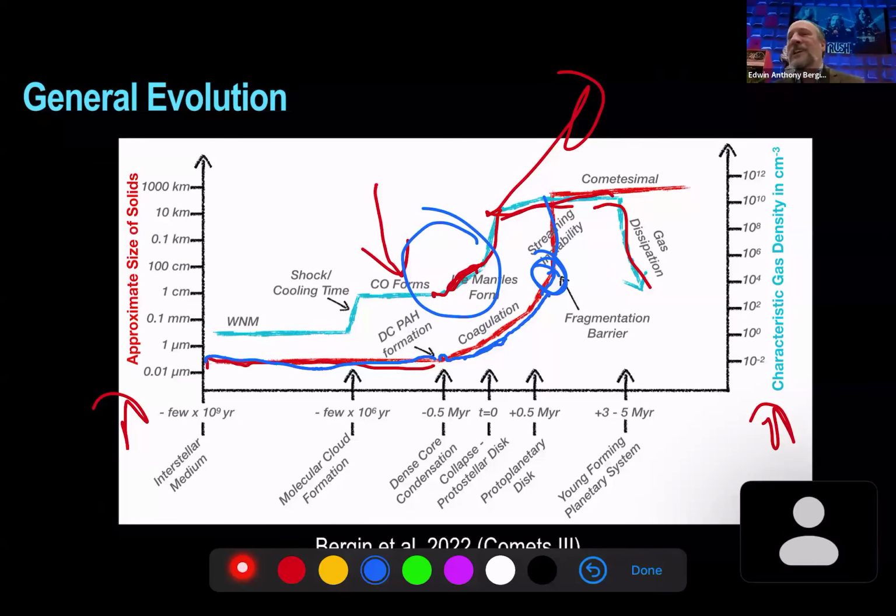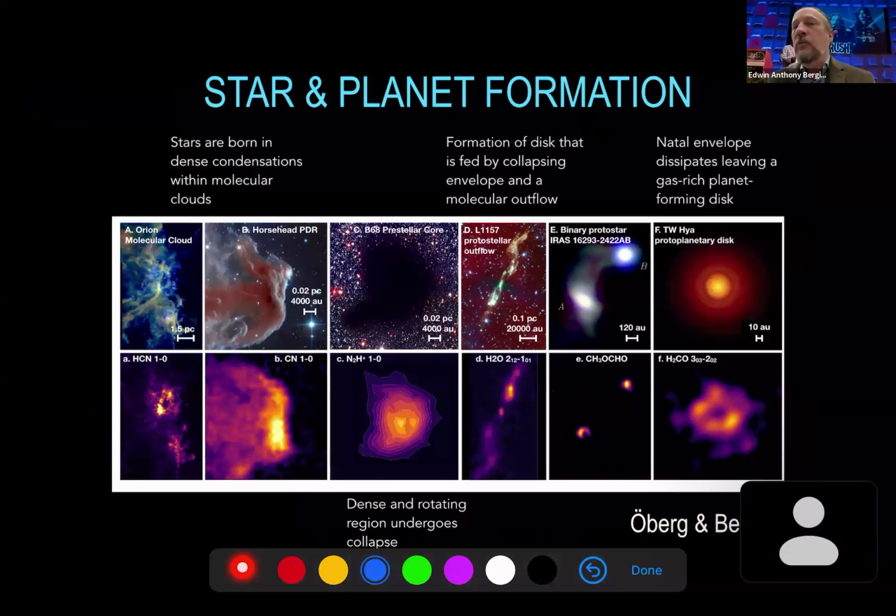A cometesimal would be an icy body, and this was a review for comets 3, so you can understand how it might be a cometesimal. And so you can see how the cosmic size of solids is over an insane range of size, right? You're going from 1/10 of a micron to, say, the Earth of 6,000 kilometers in radius. Okay, solids go through growth, the gas gets denser, and we want to understand how we know this.